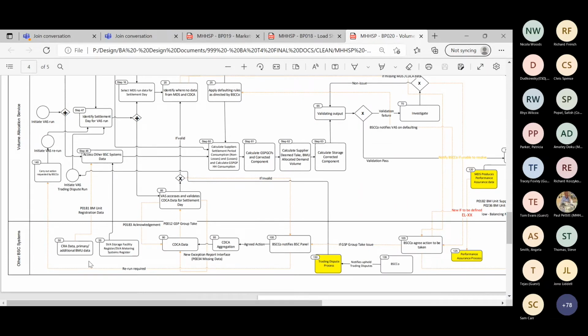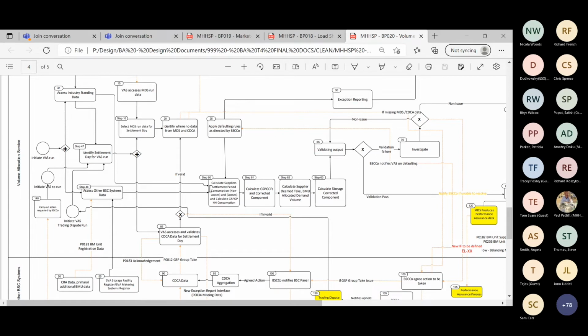It also needs to get data from the central data collection agent. So in order to undertake the GSP group correction calculation, it needs to know what the GSP group take is. And the GSP group take is calculated by the central data collection agent using metering data from grid supply points and some rules, aggregation rules, to calculate the GSP group take, which is basically saying for any settlement period, or for any half hour, this was the net volume entering the GSP group.